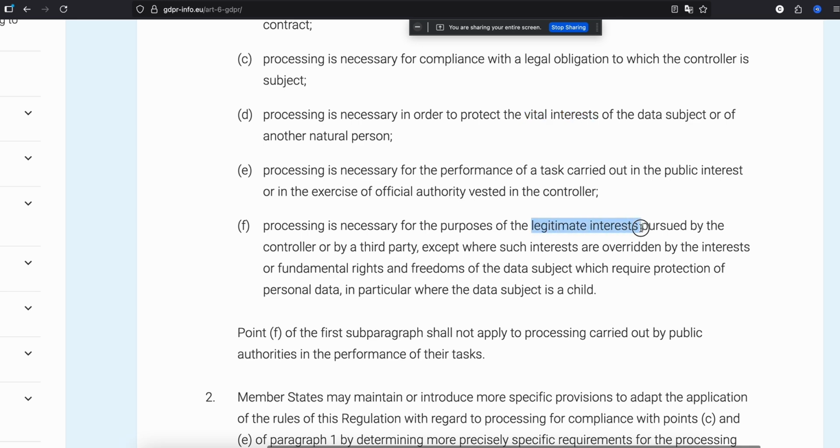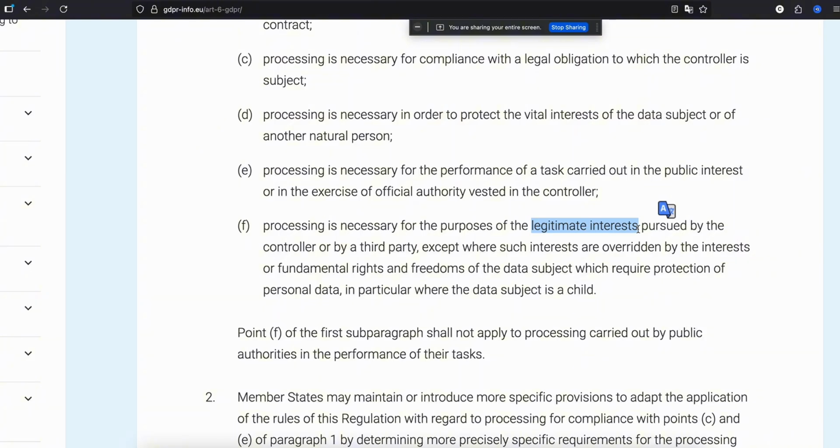What is legitimate interest? Legitimate interest means a company sometimes asks you questions when you are filling up an employment form or job application form. They ask you some mandatory questions like your phone number, email ID, first name, last name. Sometimes they ask you questions which are not mandatory, like what school did you study? You see there is a mandatory asterisk sign next to the question. So that means those questions are not mandatorily required by them.